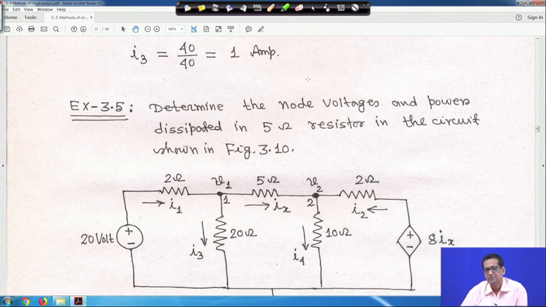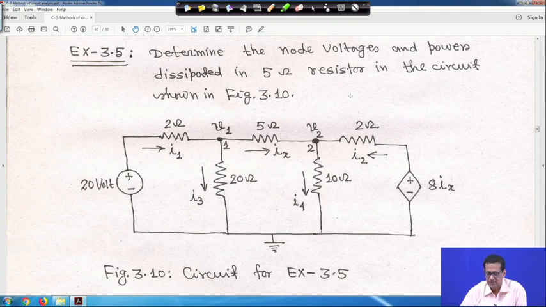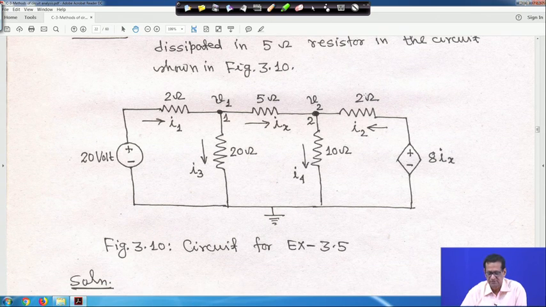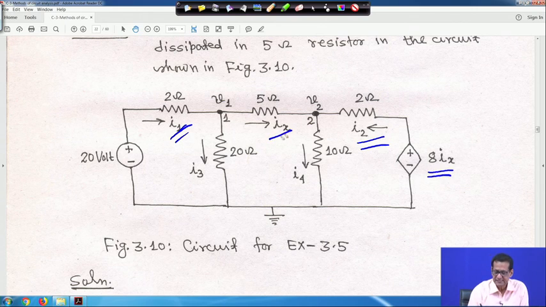Slowly and slowly we will take difficult problems. Here also, determine the node voltages and the power dissipated in the 5 ohm resistor in the circuit shown in figure 3.10. So this is the circuit, and all the current directions are marked. This is I1, and this is I2. This is a dependent voltage source, 8 Ix, and this is Ix. This current is I3 and this current is I4. Before proceeding further, how to obtain I1 here?